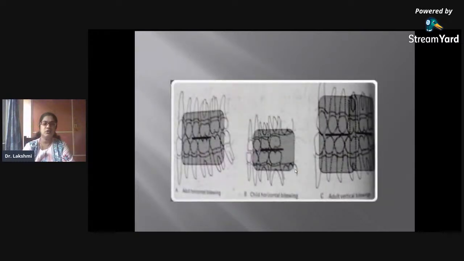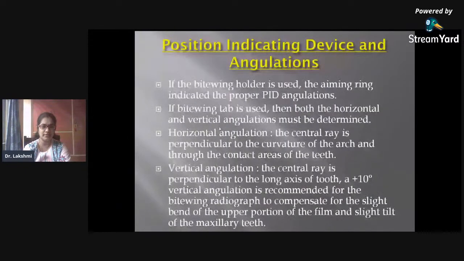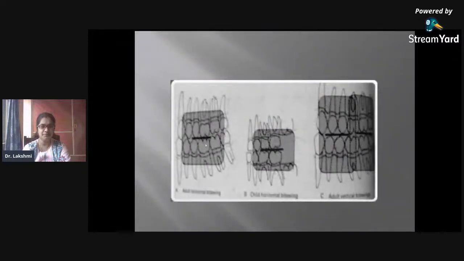Now, an adult horizontal bite wing is something like this, the first one, where it is placed from a little part of the canine, extending a little beyond the second molar. This is the children's horizontal bite wing, for kids, this one.